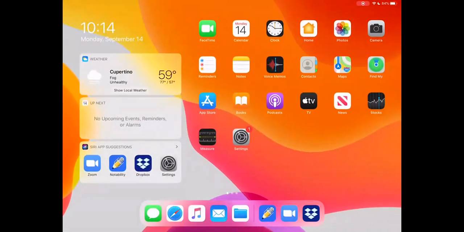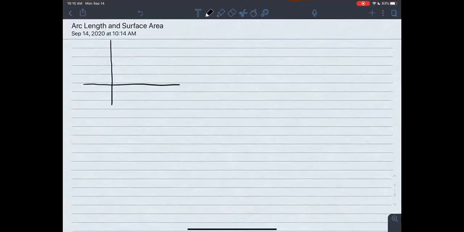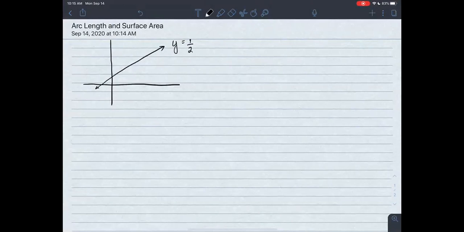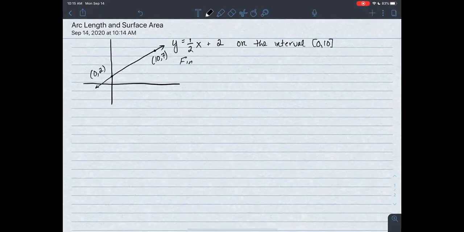If I say find the length of the curve, we're not going to draw it to scale. Let's say this is y equals 1/2 x plus 2. So this is the point (0, 2). This is the point (10, 7), on the interval 0 to 10. And my job is to find the length of the curve.